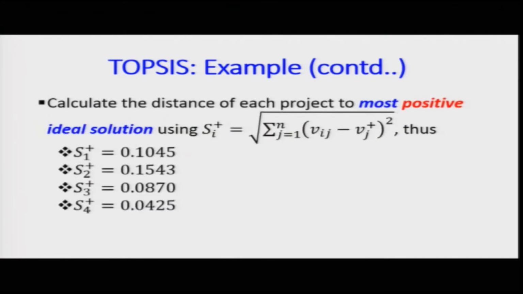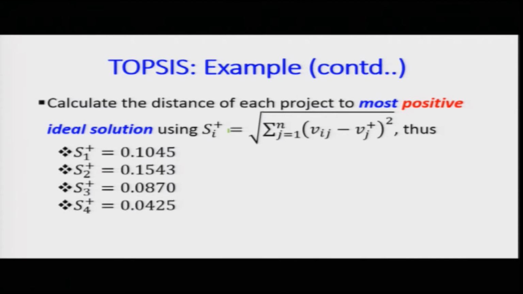Now, once you have that, you want to find out the distance of each project, or project means the alternatives, to the most positive ideal solution. Similarly, you find out the distance of each alternative from the most negative ideal solution. So, I have the same formula for S plus, it will be the difference of the distance. Here the distance is basically the L2 norm, which is the Euclidean distance which you have talked about. It can be changed depending on what type of problem you are trying to do.